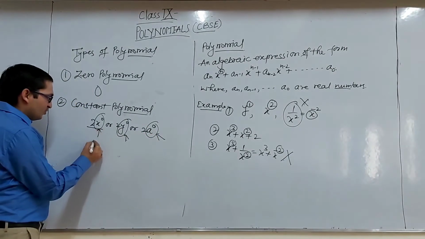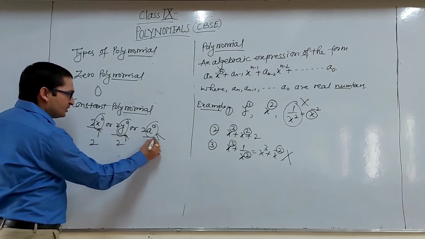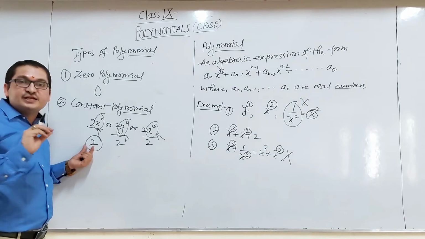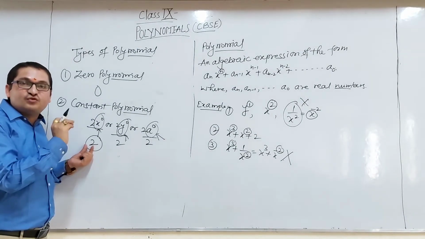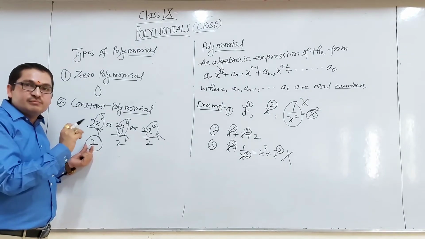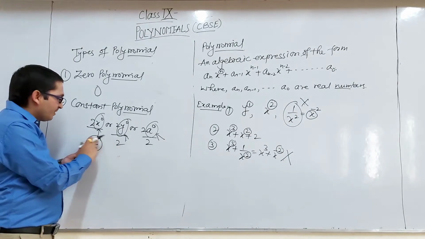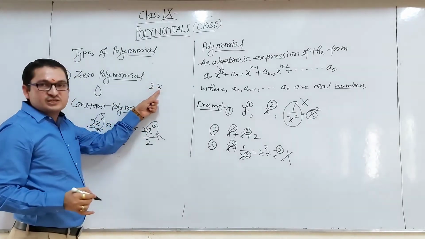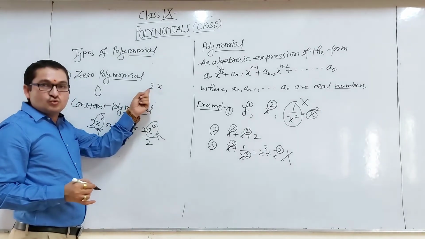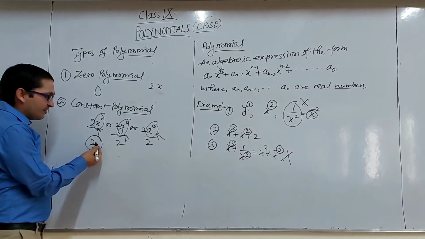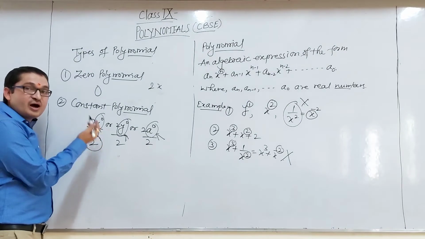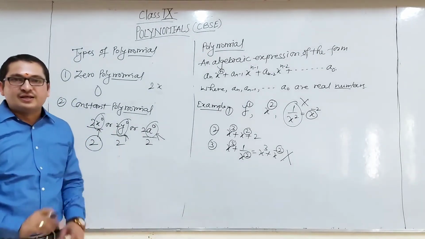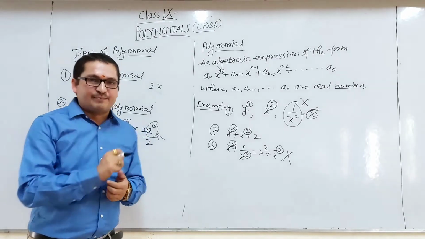So this value is 2, this is also 2, this is also 2. So 2 is a constant polynomial, which means there is no variable. The coefficient of 2 is what? Nothing, there is no variable here. Suppose 2x is there, what is the coefficient of x? 2. But here there is no variable, which means the power of the variable is 0. So all real numbers are constant polynomials.